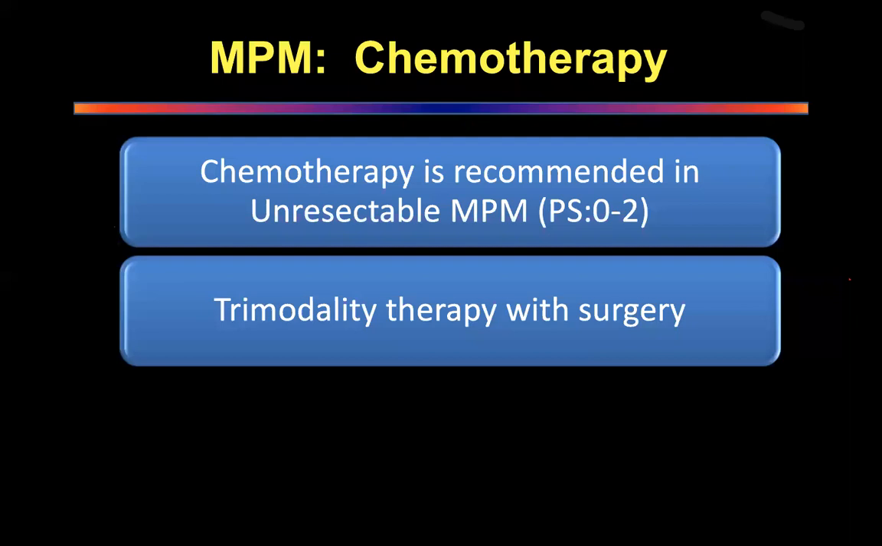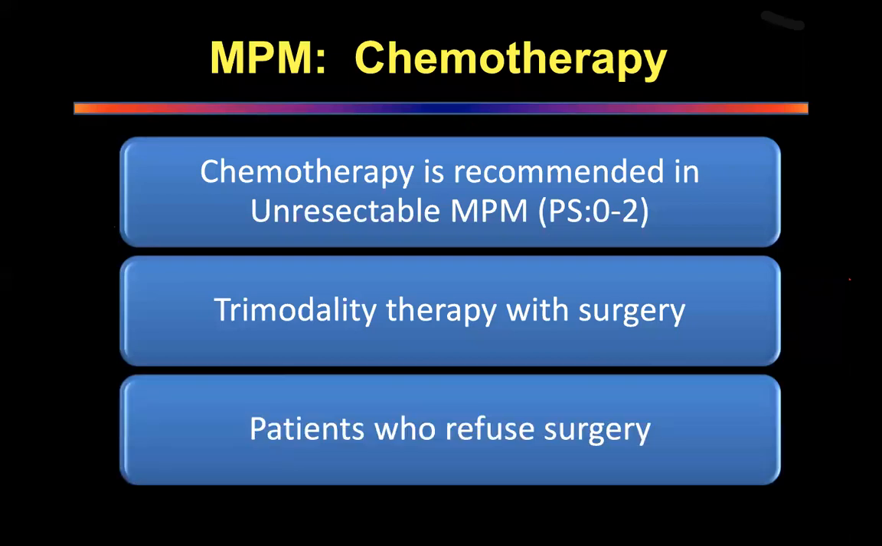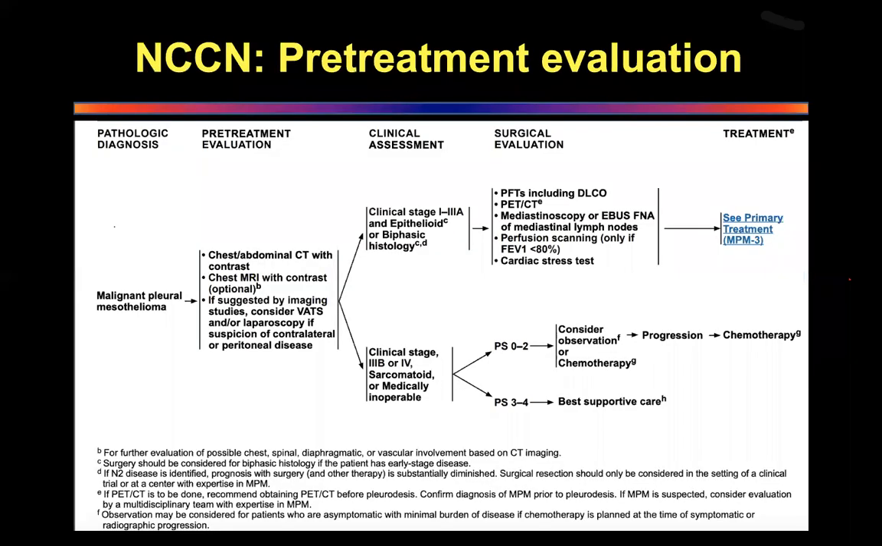And chemotherapy is used in tri-modality therapy with surgery, or sometimes it's used alone in patients who refuse surgery. So chemotherapy can be used in unresectable mesotheliomas, or in patients who refuse surgery, who are potentially operable, but they don't want the risk of surgery, because the risk of surgery is pretty high with this disease.